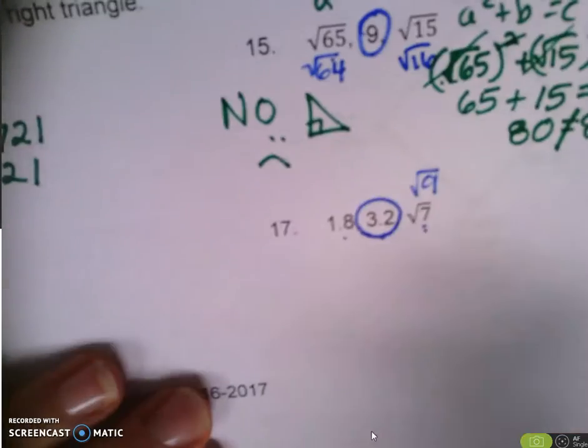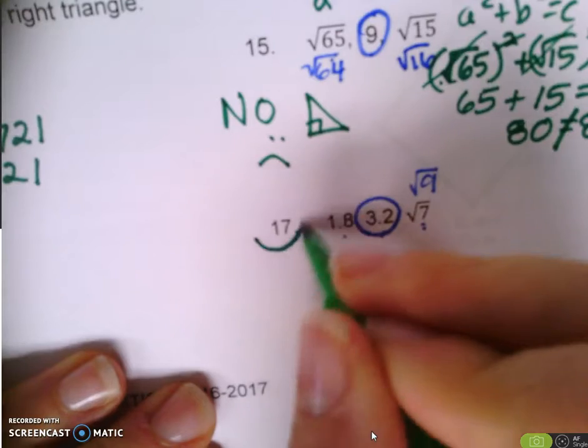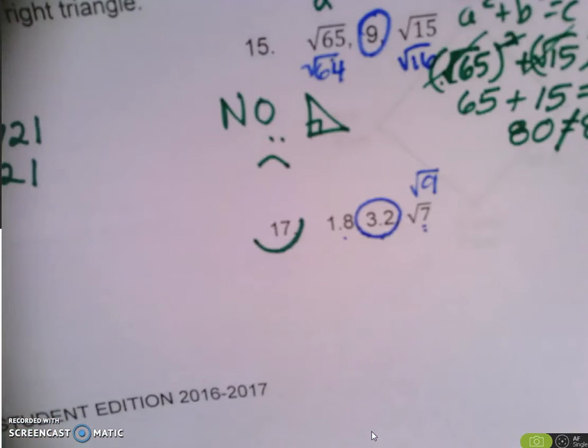I'd like you to look at number 17 with your group and figure out if it's a right triangle, yes or no. I'm going to give you 2 minutes to finish that. Please pause the video now and give them 2 minutes to finish.